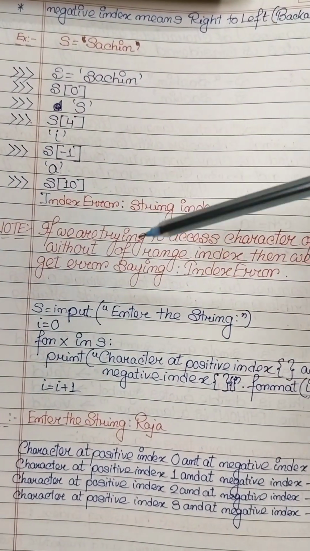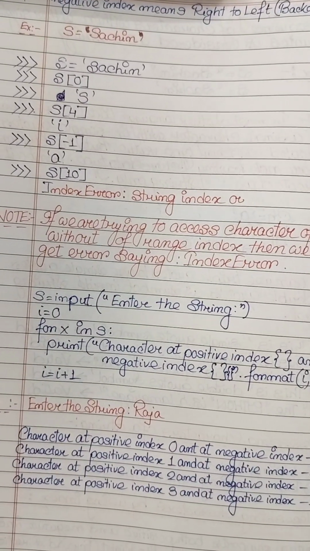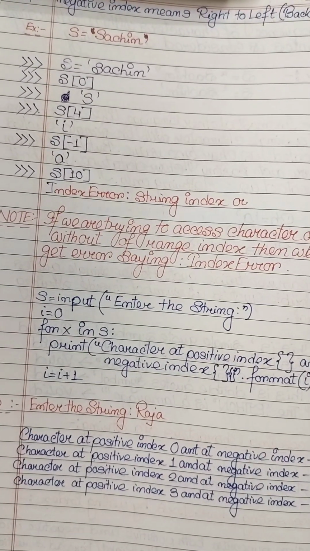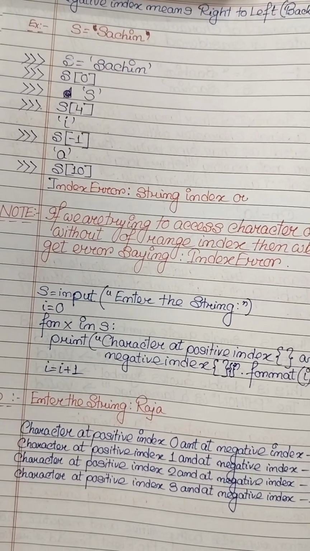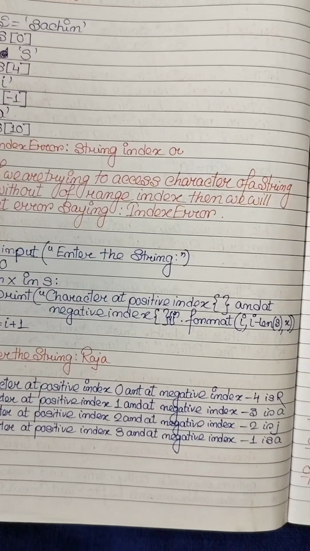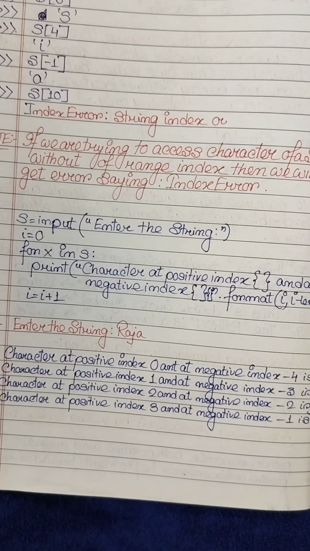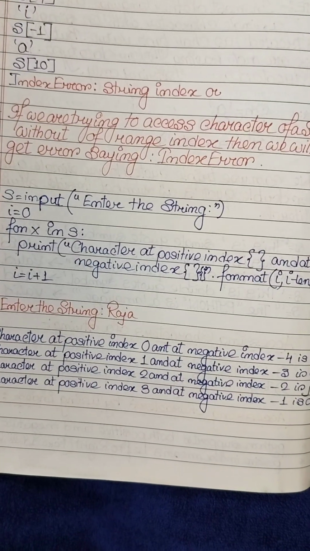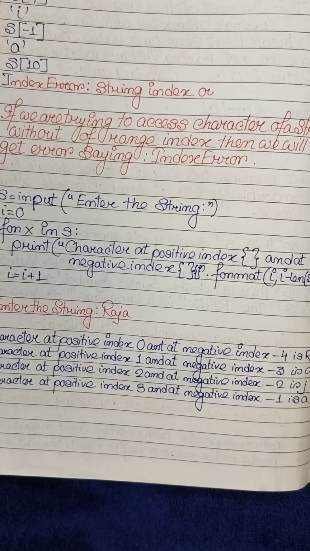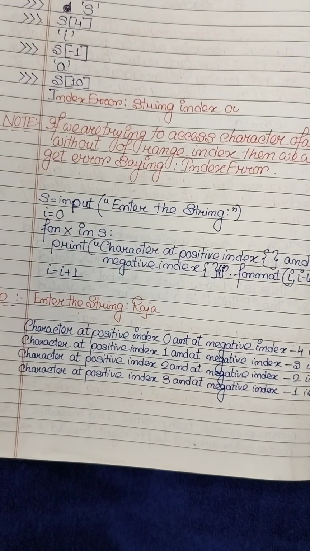s[10] gives an index error because there is no such index here. If you try to access a character of a string with an out-of-range index, we will get an error saying IndexError.